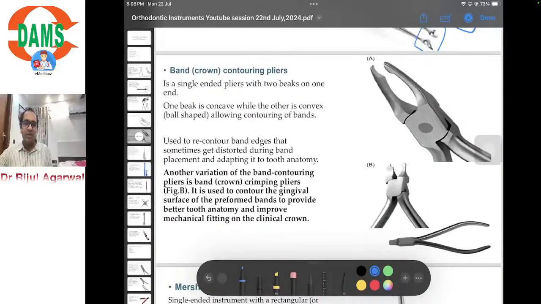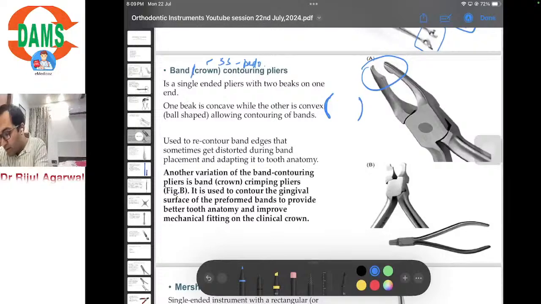Okay, next is a band or crown contouring plier. Crown is the stainless steel crown, the SS crowns used in pedo. So it is used for contouring. Looking at its beak, it is a single sided plier with two beaks on one end. One is concave, the other is convex, allowing the contouring of the bands to the desired shape. So like this. Okay, this is the band contouring plier.